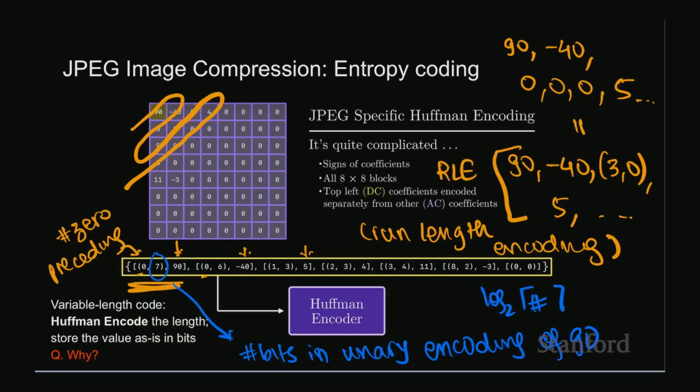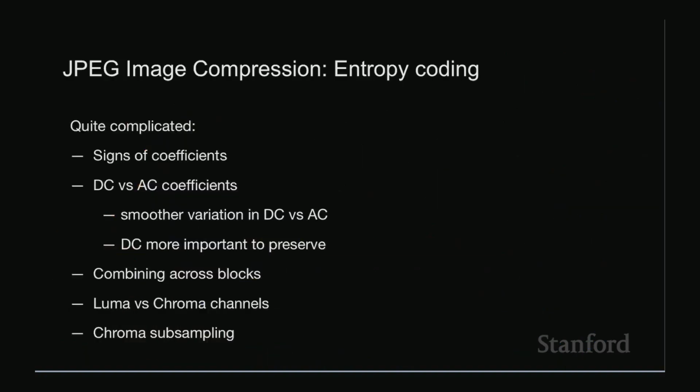Yeah. And then we are not going to go into this, but there are even more concepts around entropy coding, which is quite complicated. You need to take care of the signs. You actually do different passes for DC versus AC. So you have different Huffman encoding tables for the DC component compared to the AC components. And the reason really is you basically have much smoother variation in the average component than the AC.